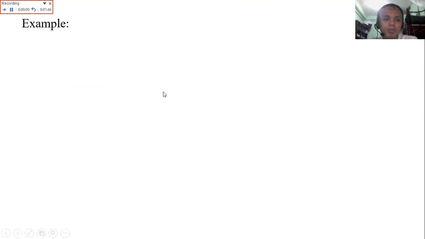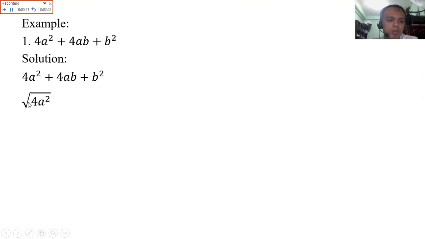Example, madali lang to. Madali, ma-recall nyo to kasi ni-discuss ko na to dati rin. 4a squared plus 4ab plus b squared. Okay, so paano ko masi-simplify ito? Now, kunin ko yung square root ng first term. We have here square root of 4a squared, that is equal to 2a.